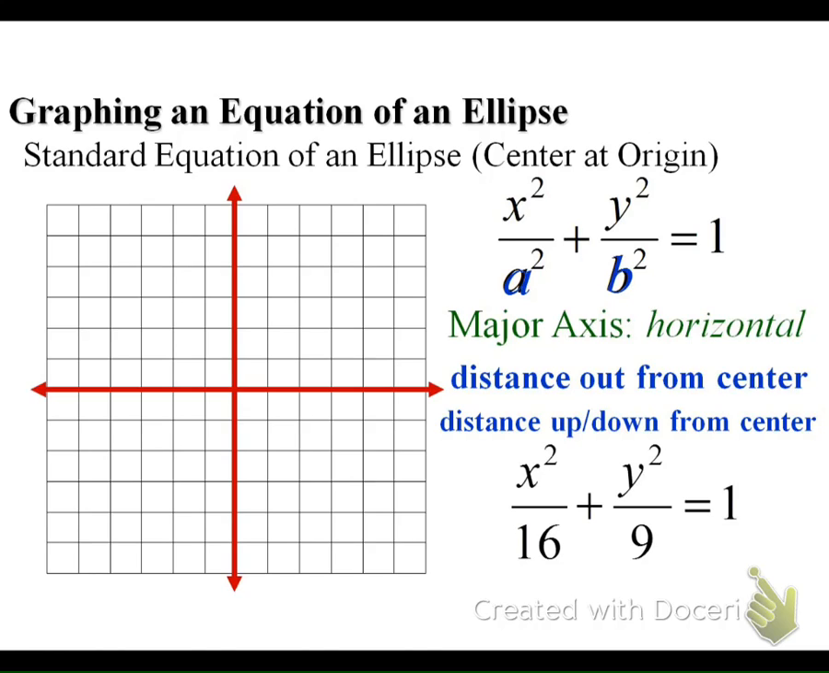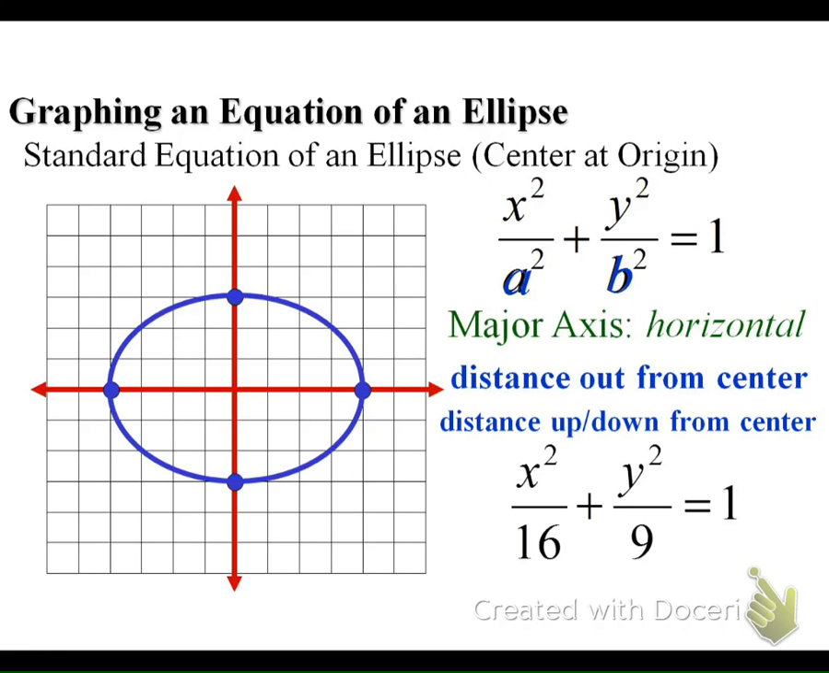So here's an example for you. You can see that the larger number is under the X term. Everybody see that? Yes. That's how we know we're going to have a horizontal major axis. Now, what would you square to get 16? 4. So you need to go 4 in each direction horizontally. What would you square to get 9? 3. So in the other direction, which would be up and down from the center, that's at 0, 0, you would go 3. Then you would draw that ellipse.